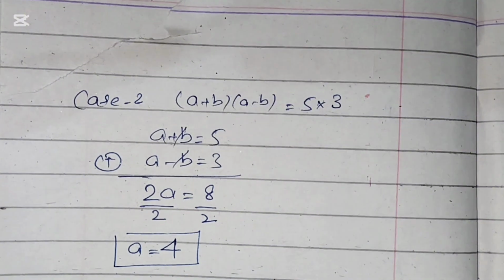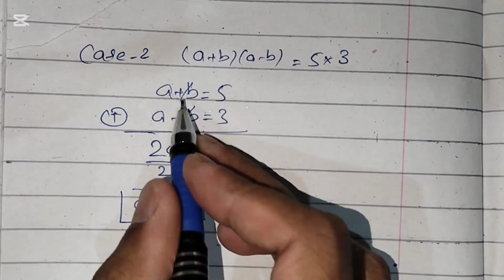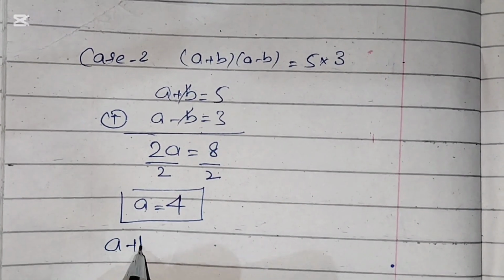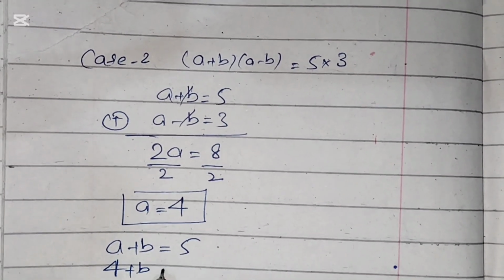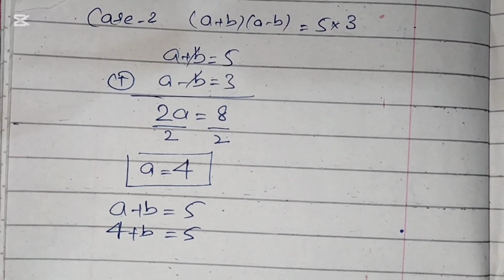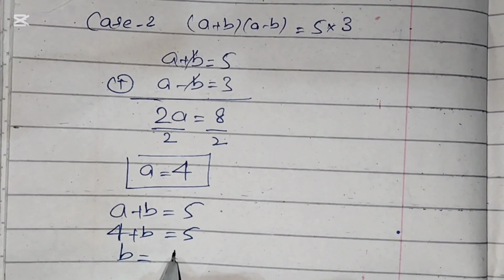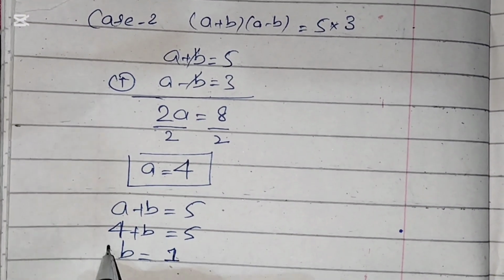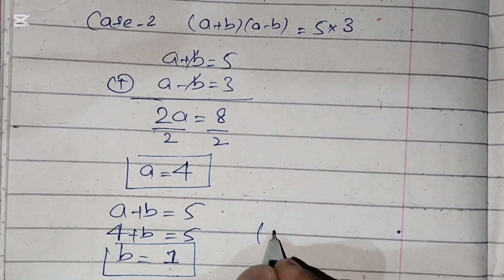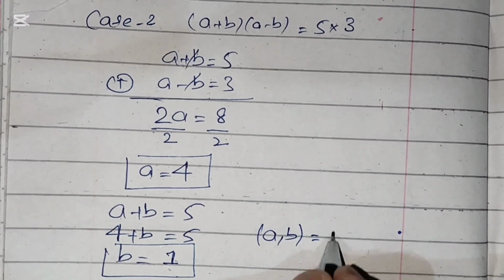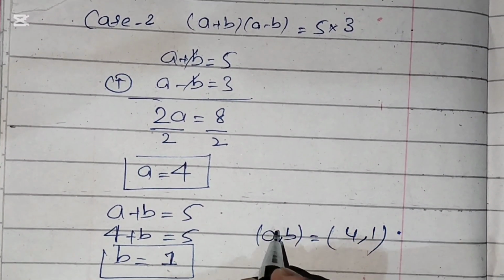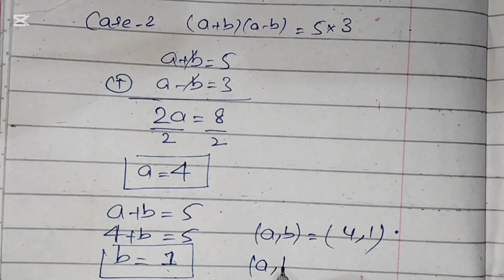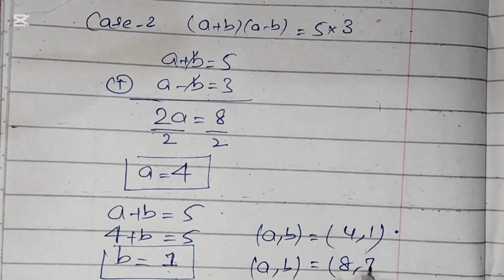So this is the value of a. We will put the value of a in the first equation. a plus b equals 5. a is 4, so 4 plus b equals 5. Subtracting 4 on both sides, b equals 5 minus 4, which is 1. So the value of a, b is 4, 1. For the second case, in the first case we have a, b values 8 and 7.